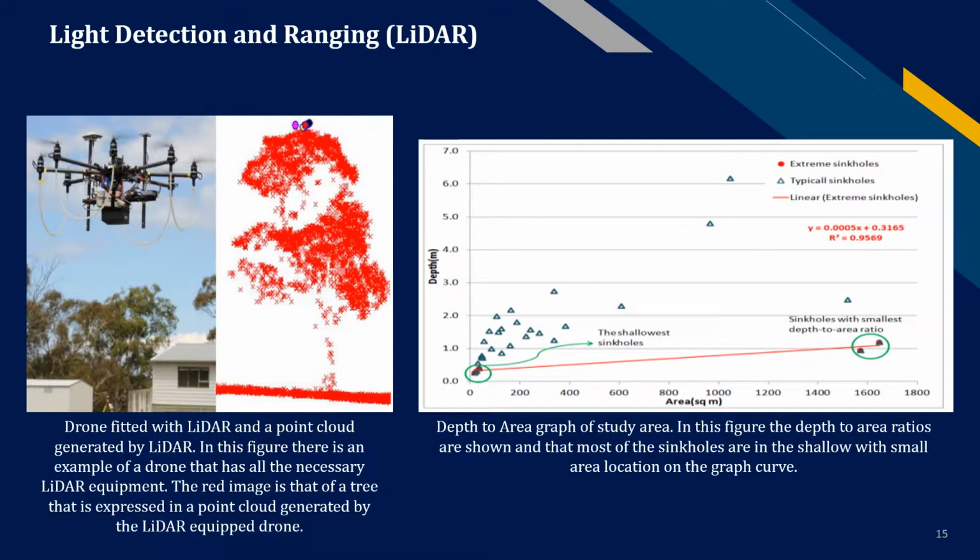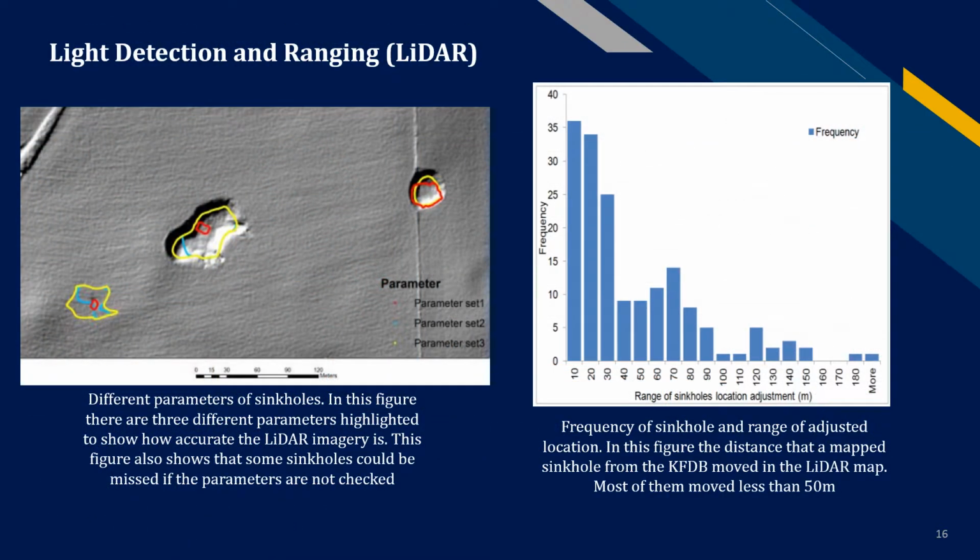On this slide here, you can see a LiDAR equipped drone over here, and what it is producing when it takes those pictures is a 3D map. This is of a tree that this was looking at. This chart over here is basically showing you how they use the different depths versus the area of the sinkholes to try to figure out which ones were the most severe and extreme sinkholes of the original map layout.